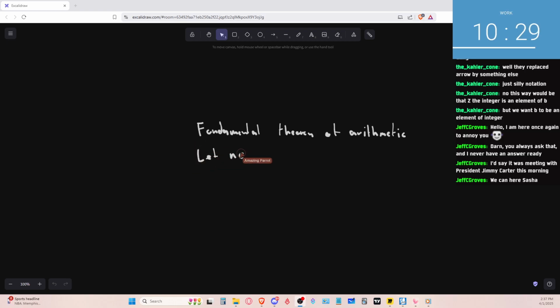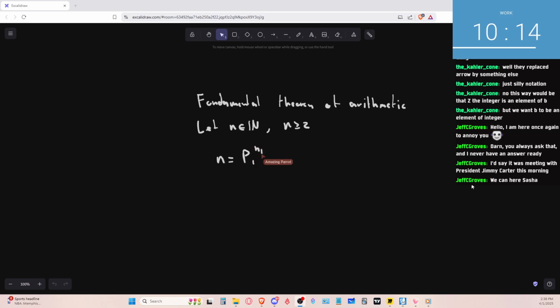So let n be some natural number, and we're going to assume that n is greater than or equal to 2. Then n has a unique factorization into prime numbers. It will be written something like that, where p_i and p_j are different prime numbers.